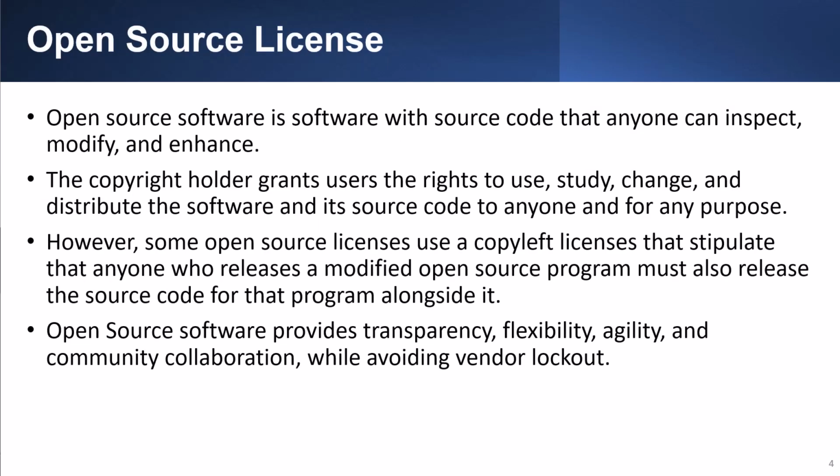Open source software is software with source code that anyone can inspect, modify, and enhance. The copyright holder grants users the rights to use, study, change, and distribute the software and its source code to anyone and for any purpose. However, some open source licenses use a copyleft license that stipulates that anyone who releases a modified open source program must also release the source code for that program alongside it. Open source software provides transparency, flexibility, agility, and community collaboration while avoiding vendor lock-in.